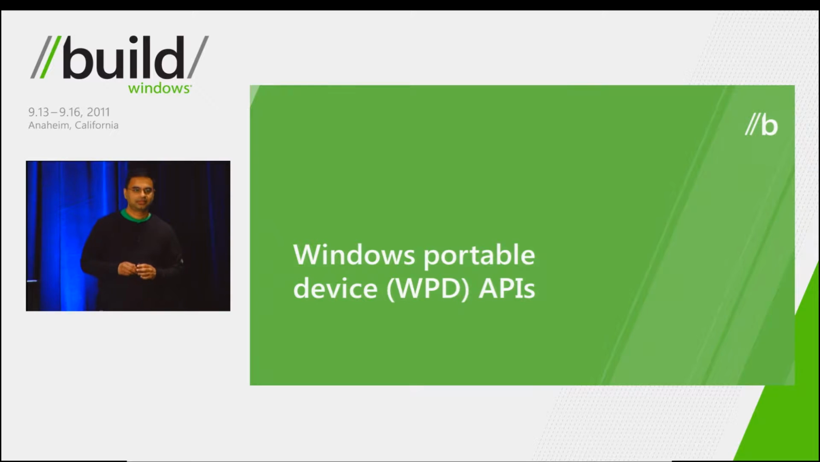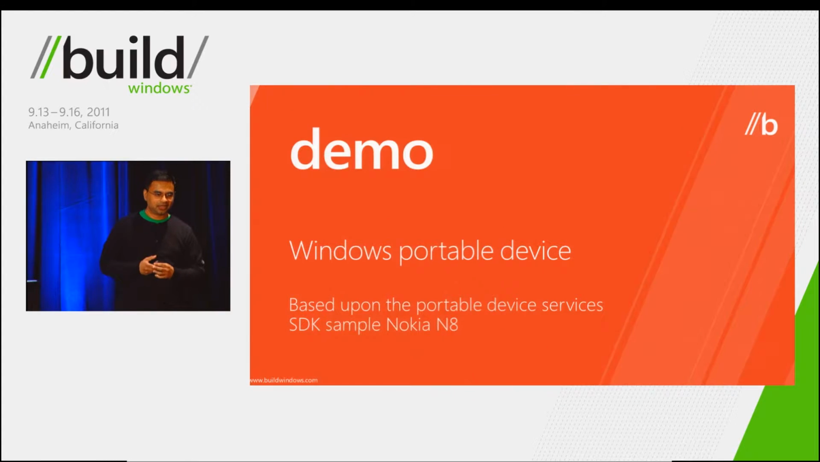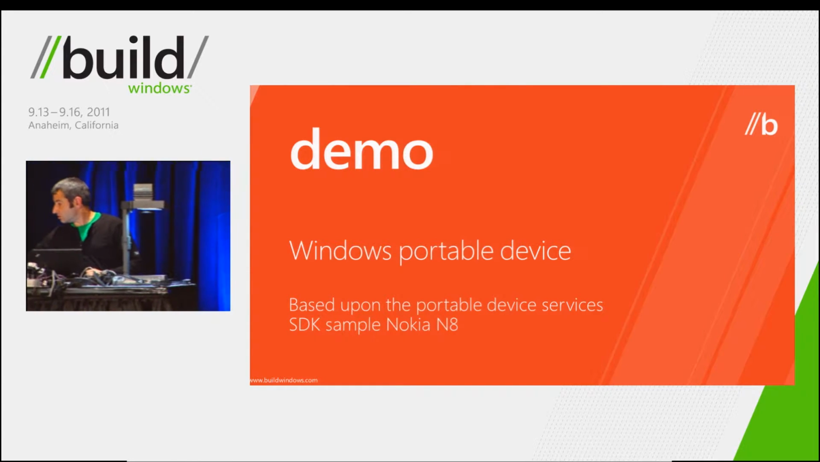So let's now get into the stack for each of these APIs. Before I get into that, I'd like George to show a demonstration of a MetroStyle app accessing custom functionality from a portable device, in this case, the Nokia N8 cell phone. Thanks, Narb. Let's see.